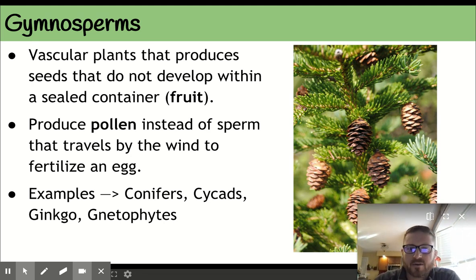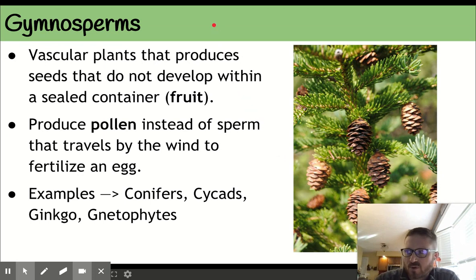We're going to talk about the two remaining groups of plants. We already talked about the non-vascular plants and the seedless vascular plants. So remember, the non-vascular plants were the mosses and their relatives, and the seedless vascular plants were the ferns and their relatives. Okay, so let's get started.